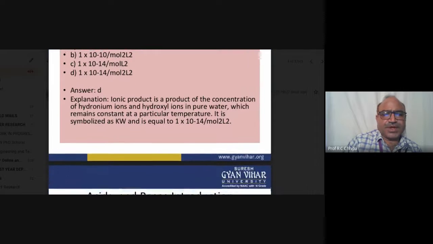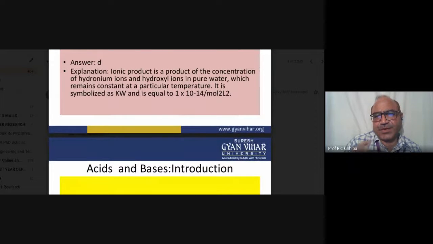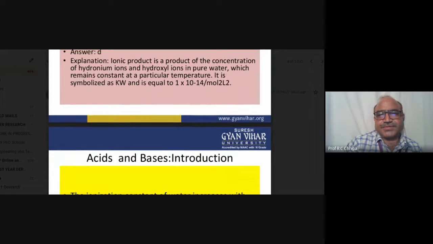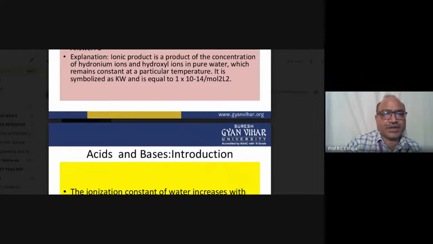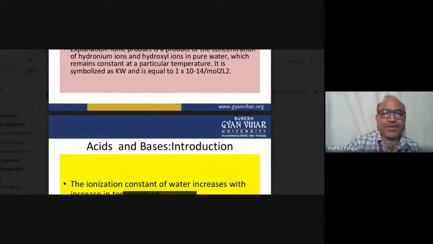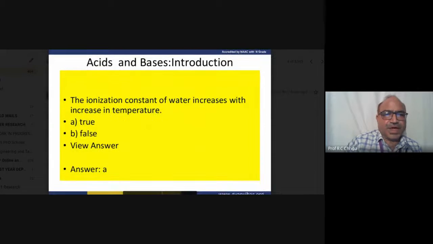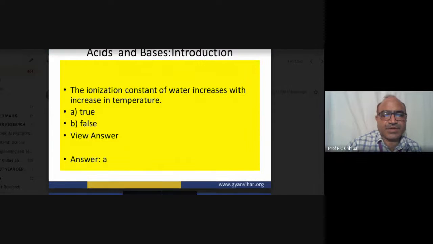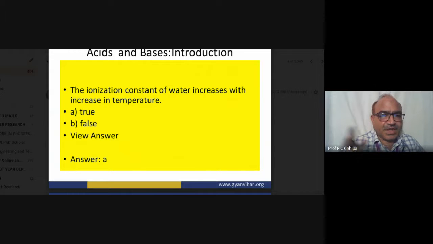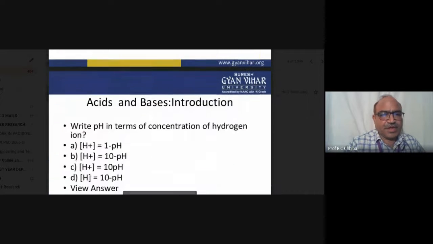Here is the explanation: the ionic product is the product of the concentration of hydronium ion and hydroxyl ion. The hydrogen cation is given the name hydronium ion. In pure water, this remains constant at a particular temperature. It is also an ionization constant, because it is affected by conditions. With increased temperature, the ionization itself is increased.